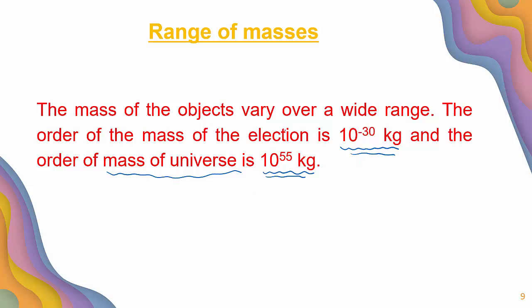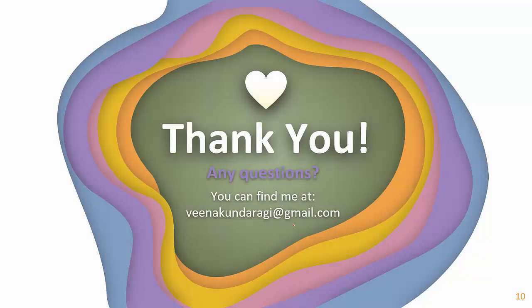This is not election, this is electron. Mass of the electron is in terms of 10 raised to minus 30 kg, and mass of the universe is nearly 10 raised to 55 kg. That's why the mass of objects has a very wide range, from micro to macro. So this is all about measurement of mass.